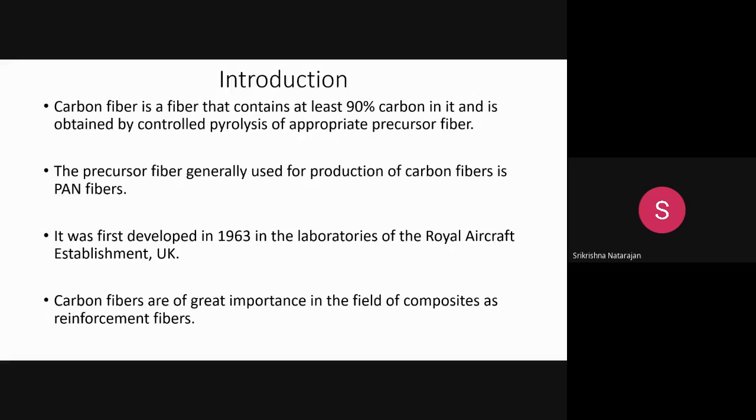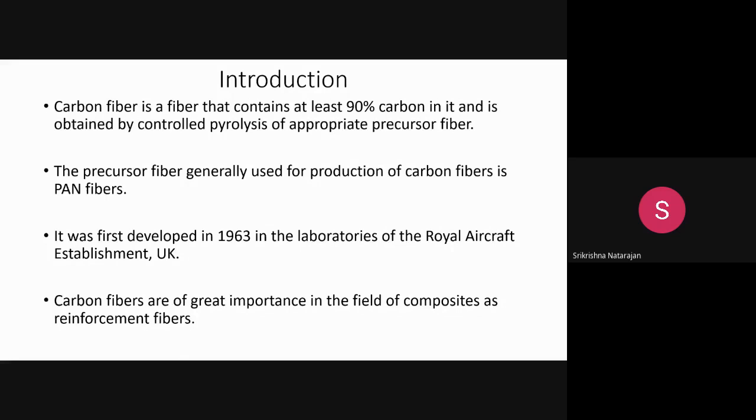So what is this carbon fiber? Carbon fiber contains at least 90% carbon and is obtained by the controlled pyrolysis of an appropriate precursor fiber. This is important because the fiber itself contains 90% carbon. And how is it obtained? You need a precursor fiber, which is a raw material. That fiber will be heated to certain temperatures in different steps. That is called pyrolysis.